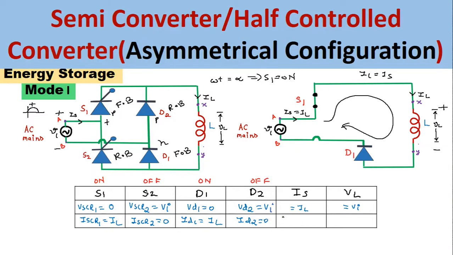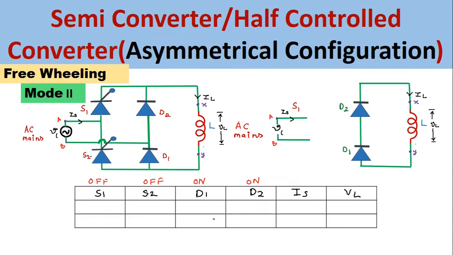Next is D2. D2 is off, therefore the voltage across it will be equal to VI and the current will be equal to 0. From this figure we can see that the source current is equal to IL and the load voltage is equal to the input voltage VI. Therefore, whatever input signal comes after the firing angle omega t equal to alpha will appear across the output as the output signal.